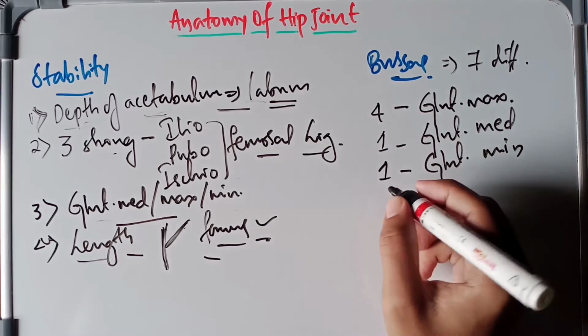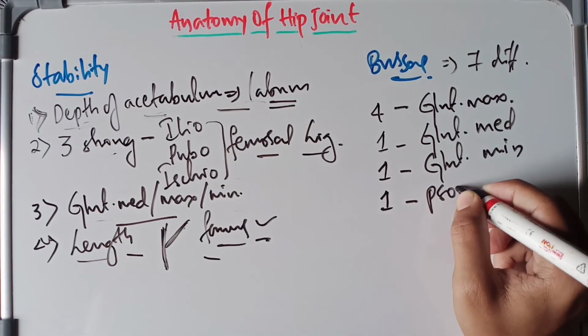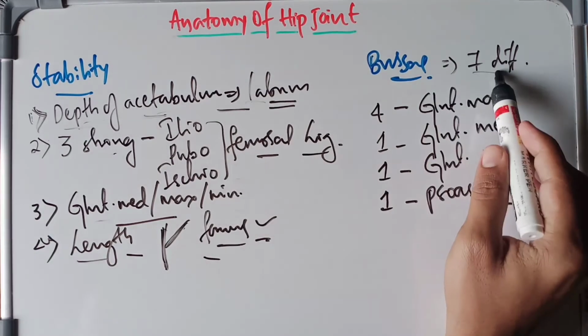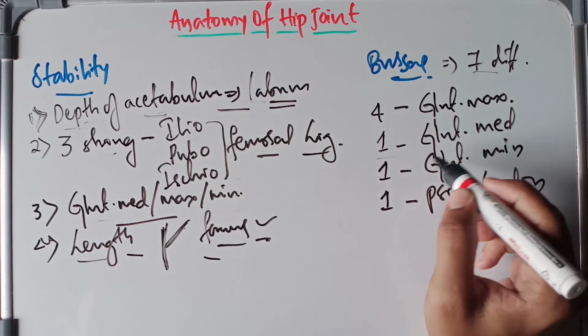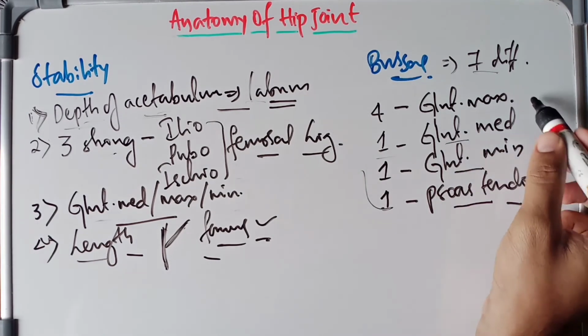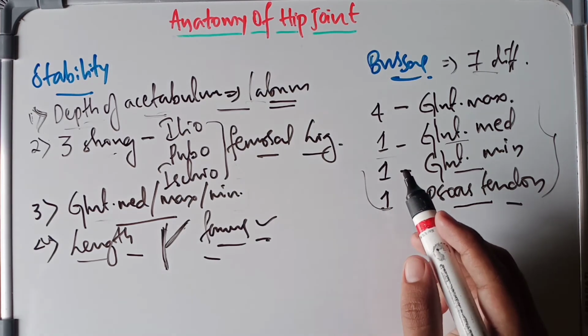And finally, the one more remaining is under the psoas tendon. So we have 7 different bursae. The 4 bursae are under the gluteus maximus, and one each are below the gluteus medius, gluteus minimus as well as the psoas tendon. So these are the 7 different bursae that are situated around the hip joint.